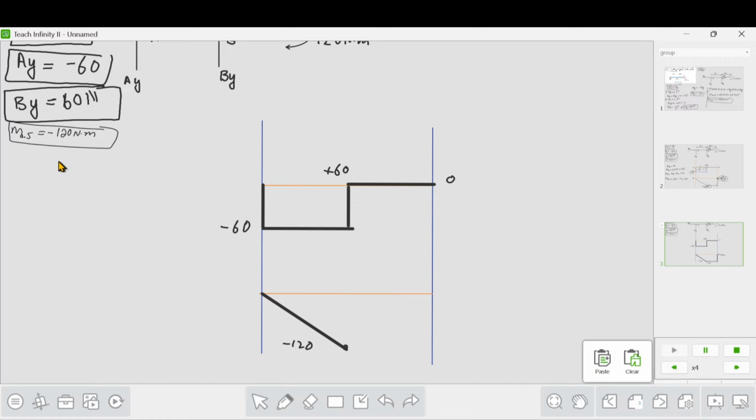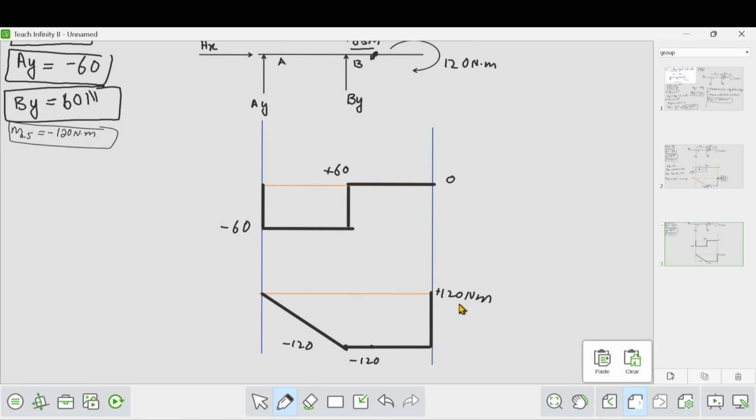So the moment is negative 120 Newton meter, and at 0.5 meter it is also negative 120 Newton meter. It will be horizontal, and there is a moment of 120 Newton meter. So this is 120 Newton meter, and this is 120 Newton meter of moment. Okay.